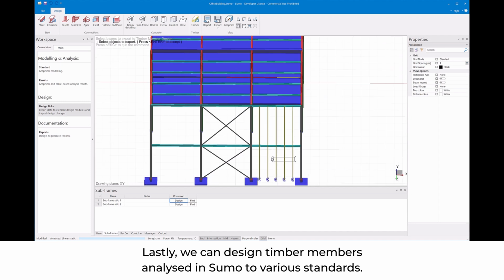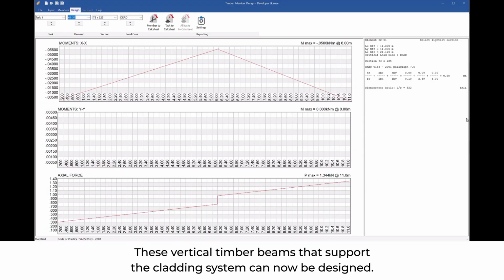Lastly, we can design timber members analyzed in Sumo to various standards. These vertical timber beams that support the cladding system can now be designed.